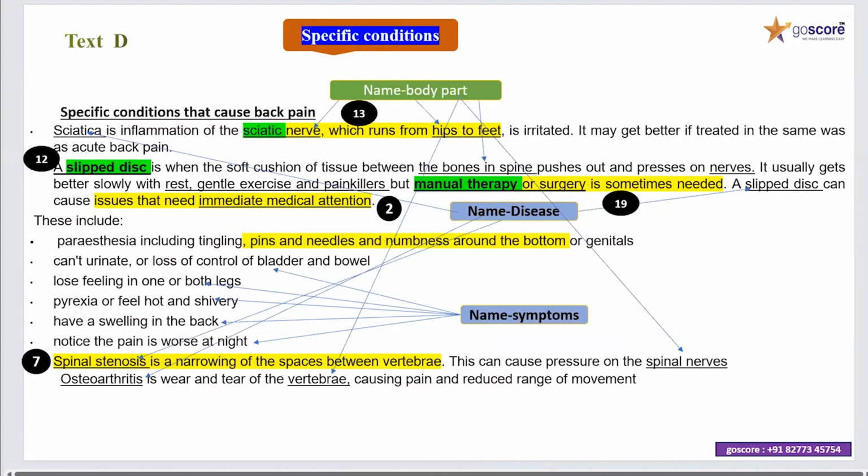Sciatica is the inflammation of the sciatic nerve which runs from hips to feet. Here they have mentioned hips to feet. That means pelvic area to toes. Instead of pelvic area, they have mentioned here hips and then feet. It's toes. Okay, so your answer is sciatic.